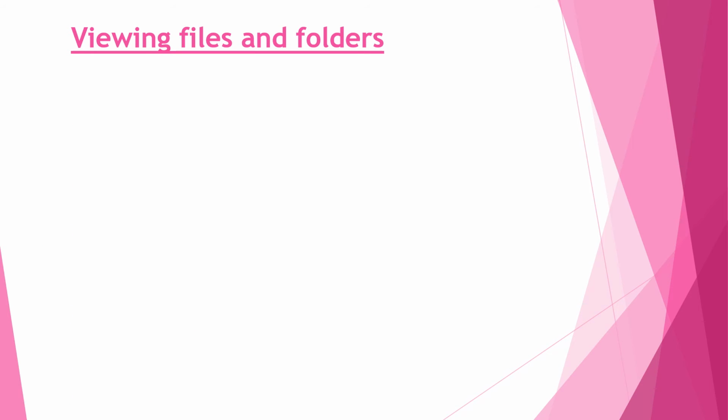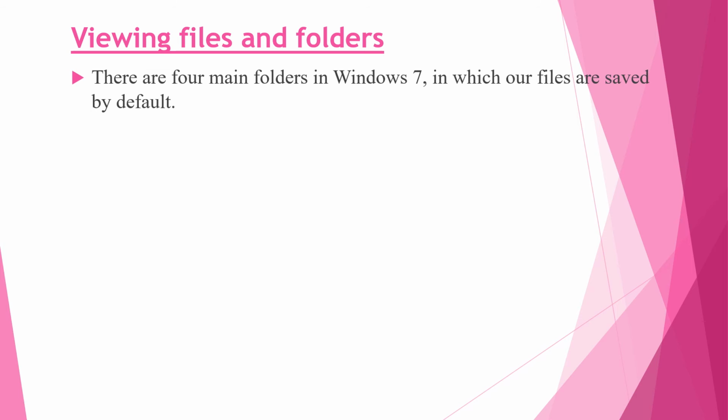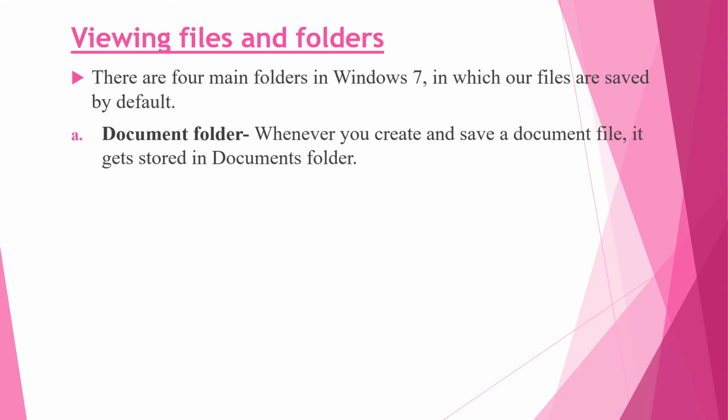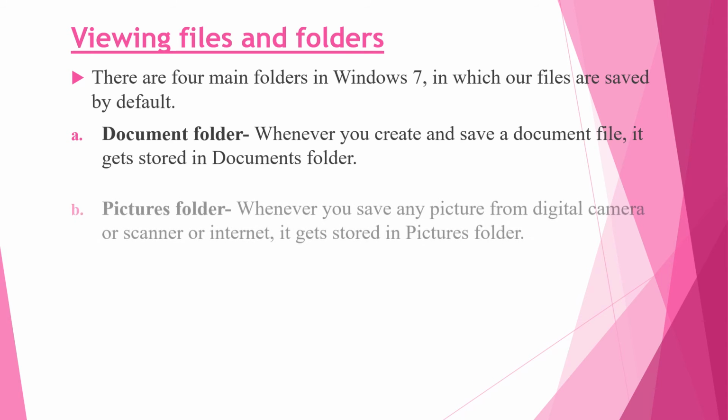Viewing files and folders. There are four main folders in Windows 7 in which our files are saved by default. So, these are the various four folders which we get by default. The first one is Document folder. Wherever you create or save a document file, it gets stored in Document folder.